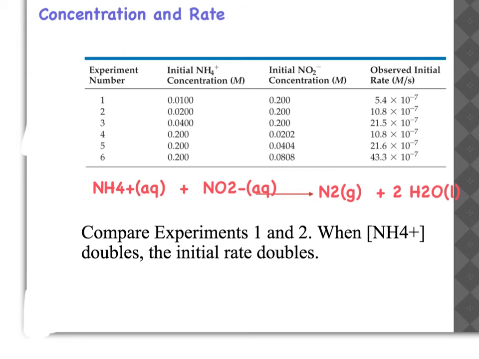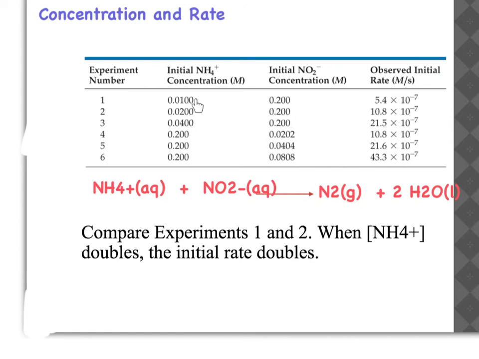So let's take a look at what happens between two different experiments using this chemical reaction. In the first experiment, we have 0.01 moles of ammonium ions, and in the second we have 0.02. So we have doubled our concentration of ammonium between experiment 1 and experiment 2. The concentration of the nitrite is held constant. So I know that any changes in rate are going to be because we've changed the concentration of the ammonium, since this has stayed the same.